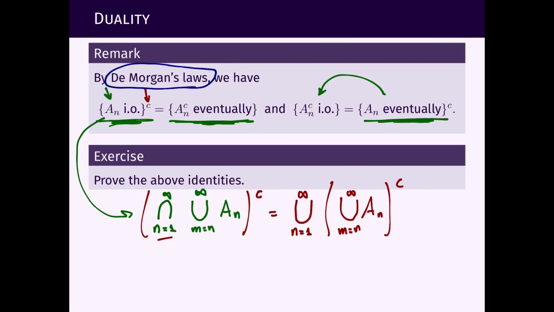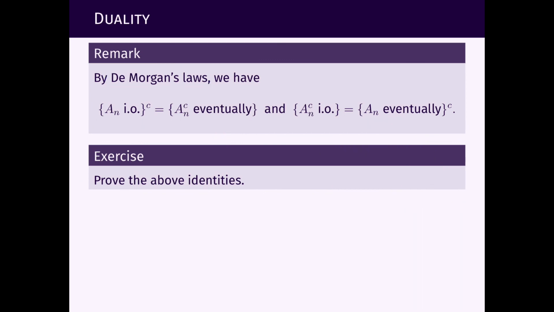But now again, what is the complement of the union? The complement of the union is the intersection of the complements. And now we just need to observe that what is written here is exactly the definition of An complement occurring eventually. So we have just proved this identity. And of course, this other identity would be proved identically.